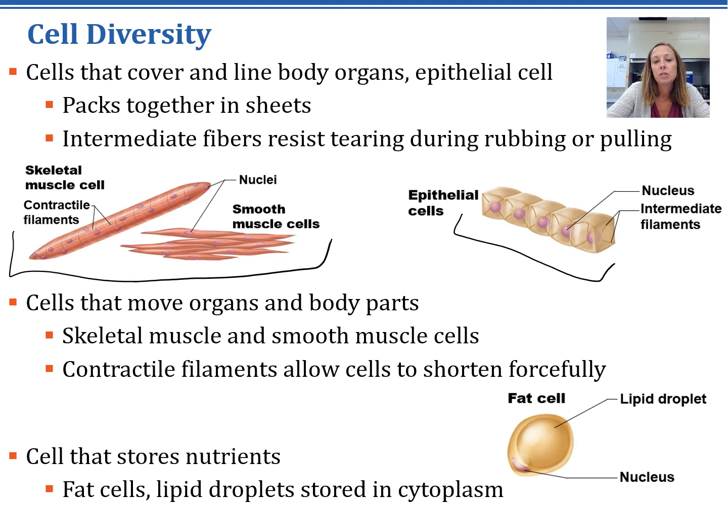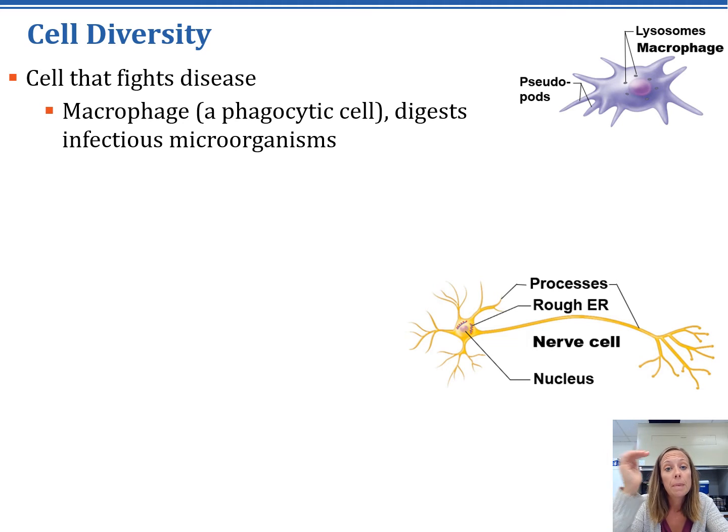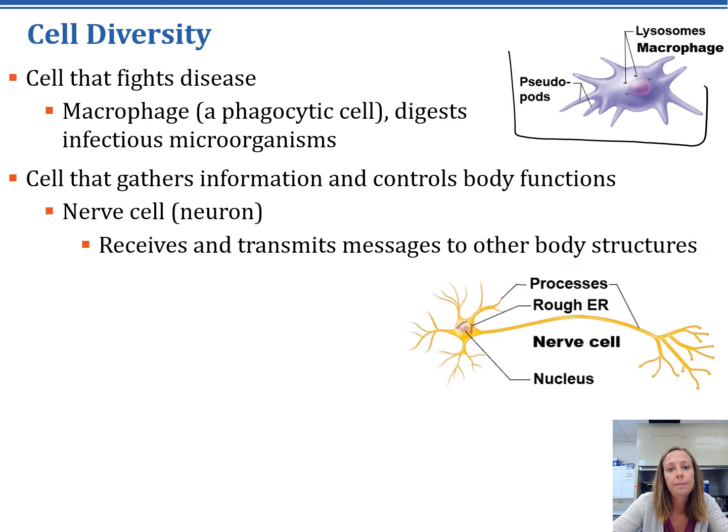We also have cells that store nutrients, and here's an example over here, fat cells. Fat cells store liquid droplets of oil in their cytoplasm, and that's the nutrients we use when we run out of energy. Next, we have cells that fight diseases. Macrophages are a type of cell found in your blood, and they eat or ingest microorganisms found in your blood. And we have cells that gather information. That would be nerve cells. There's a picture of one down here. They transmit and receive messages throughout the whole body, which keeps you responding to the environment.